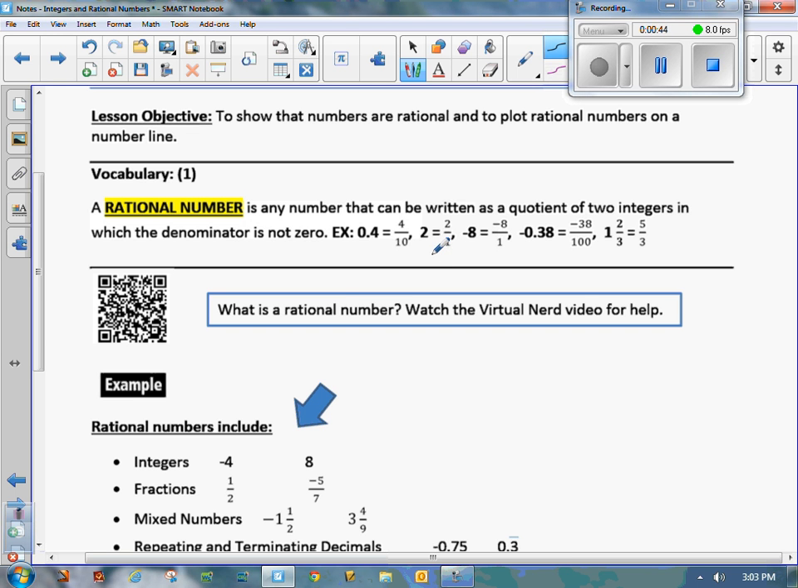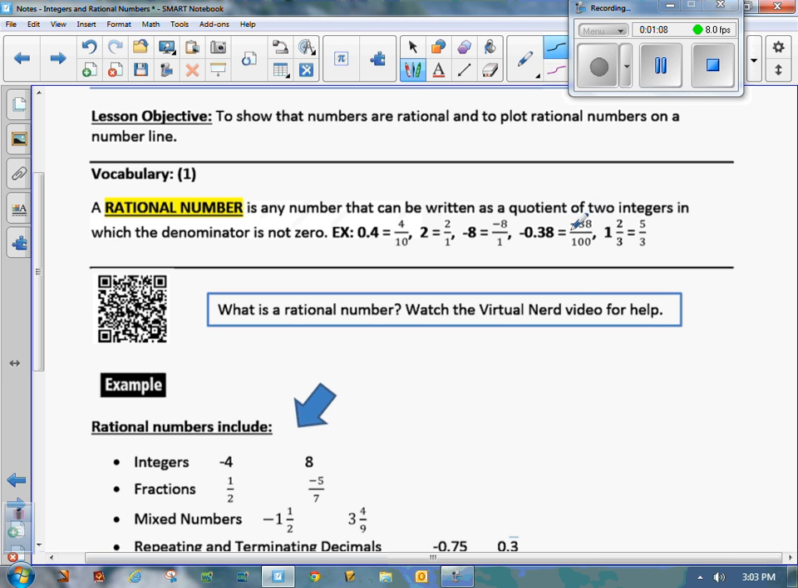2 can be written as a quotient of two integers by putting 2 over 1. A negative 8 can be written as negative 8 over 1. A negative, again as a decimal, 0.38 can be written as negative 38 over 100 in fraction form. We have even the mixed number 1 and 2/3, and that can be written as two integers as 5 over 3 by making it improper.